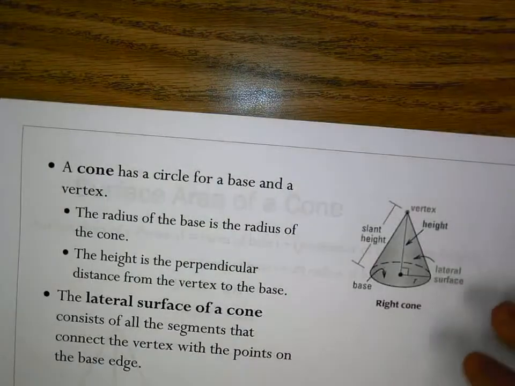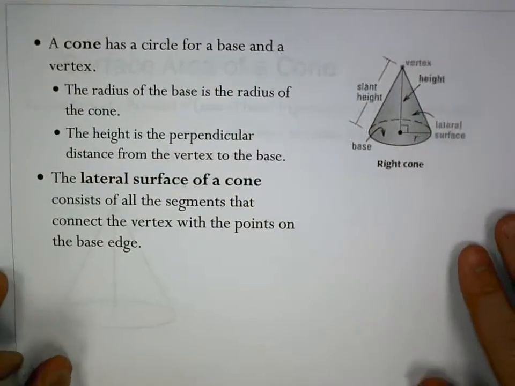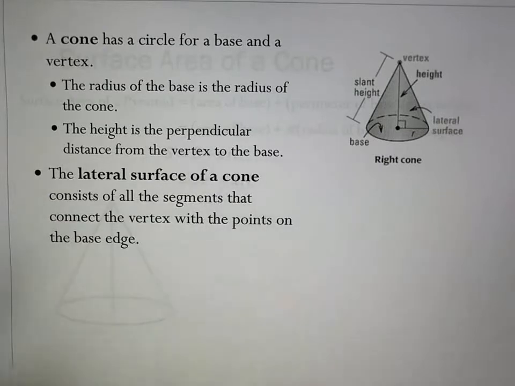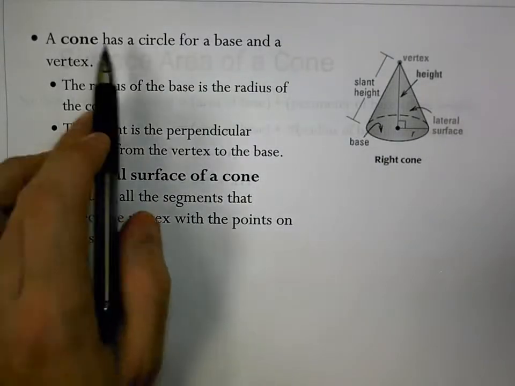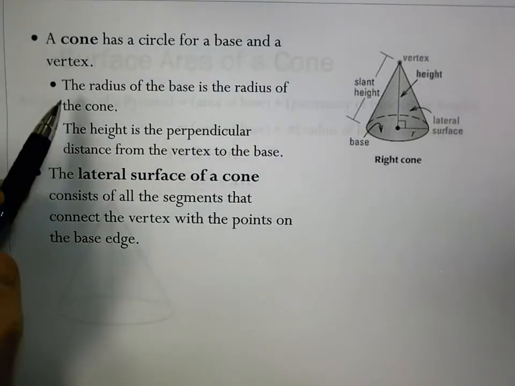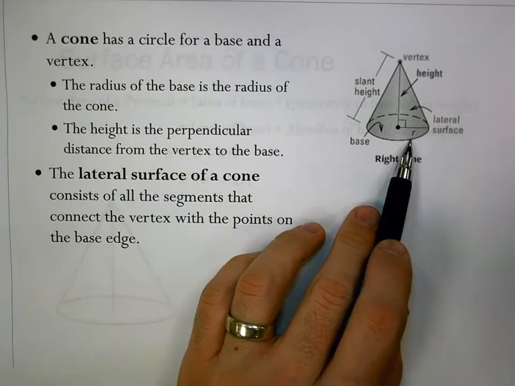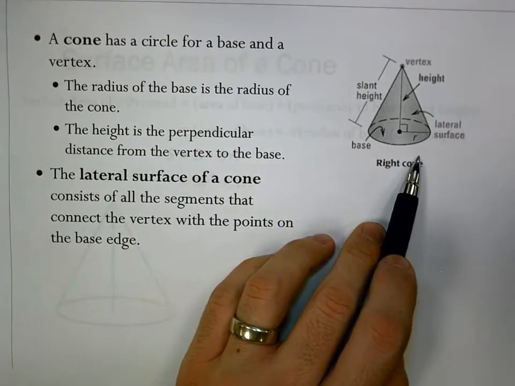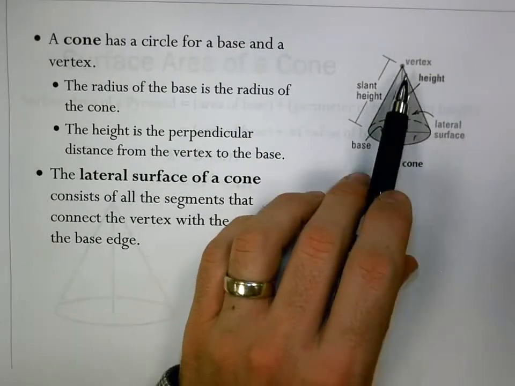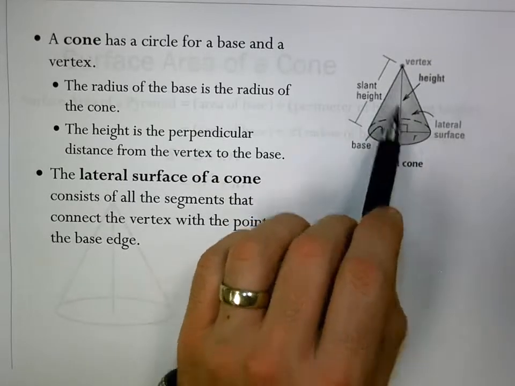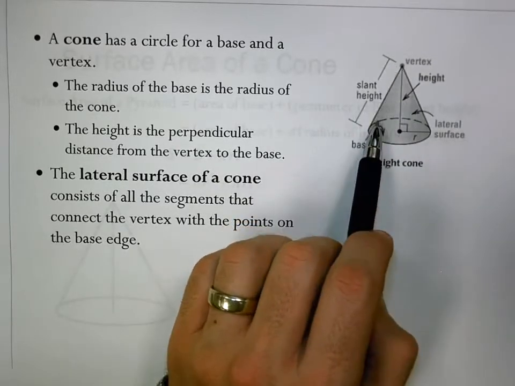Okay, now let's look at a cone. So a cone is going to have the same idea as a pyramid, but it's going to have a circular base. And like it says here, it has a circle for a base and a vertex. The radius of the base is the radius of the cone, so we're going to use that radius. The height is the perpendicular distance from the vertex to the base, same as a pyramid. It's that height, how tall it is, and we have slant height still.